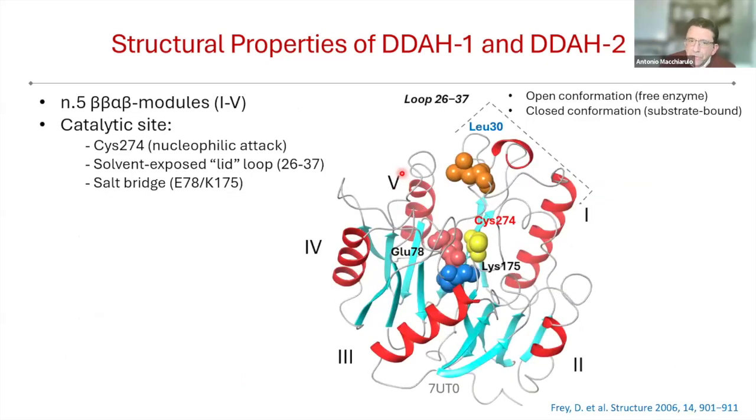From a structural point of view, DDAH1 includes 5 beta-beta-alpha-beta modules, and as we have heard from Ondrej's talk before, this is an enzyme that has the catalytic site exposed to the surface, and the accessibility to the catalytic site is controlled by the conformation of a loop region, a lid actually, that can adopt an open conformation with leucine 30 that points outside into the solvent, and a closed conformation in which leucine 30 is folded over the substrate, engaging the substrate and stabilizing the catalytic active complex.